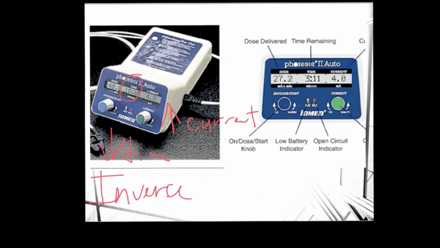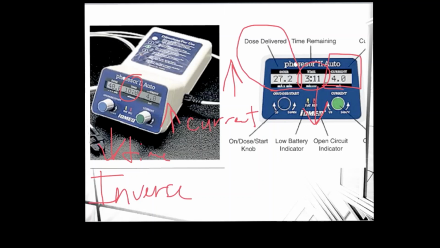And what the machine's going to do is keep a running total of how much dose has been delivered, and so as the time counts down, the dosage is going to count up and the current is going to stay the same, typically at whatever number you set at the beginning.